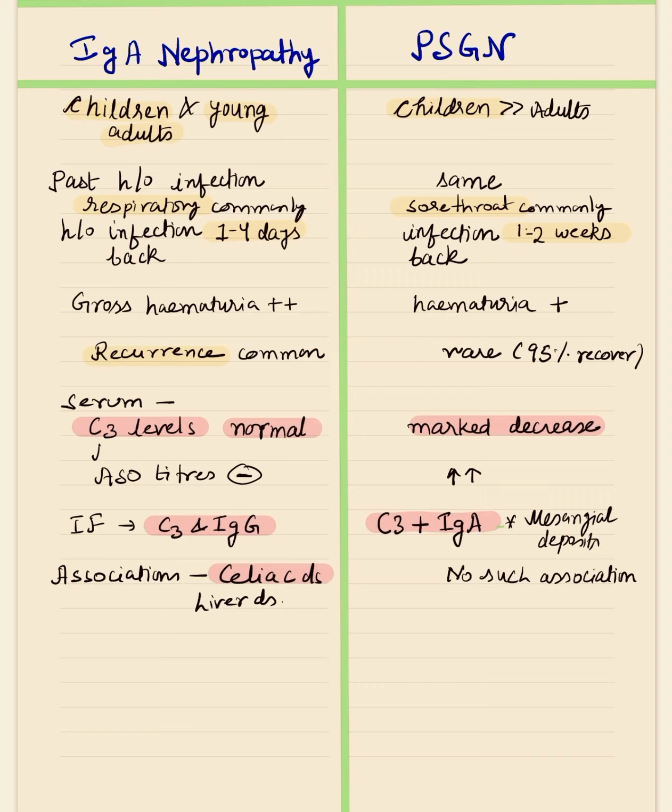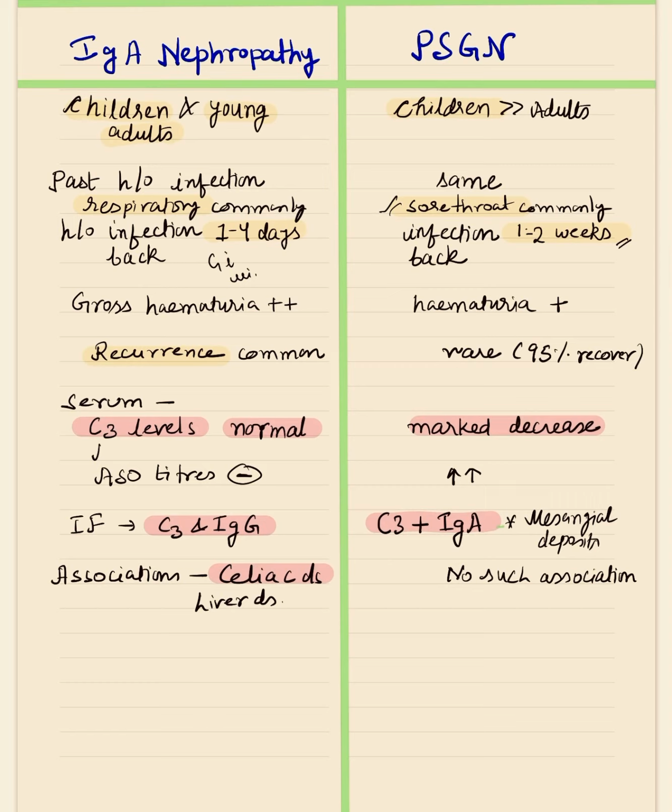So there is a past history of infection. In IgA nephropathy, commonly a respiratory tract infection will be given in the question. But the important point is that the latent period is very short in IgA nephropathy. There is a history of infection which is just 1 to 4 days back. Besides the respiratory infection, there can also be a history of GI infection or even urinary infection in IgA nephropathy. In PSGN, there is again a history of infection, but the infection has recovered well, 2 weeks back.